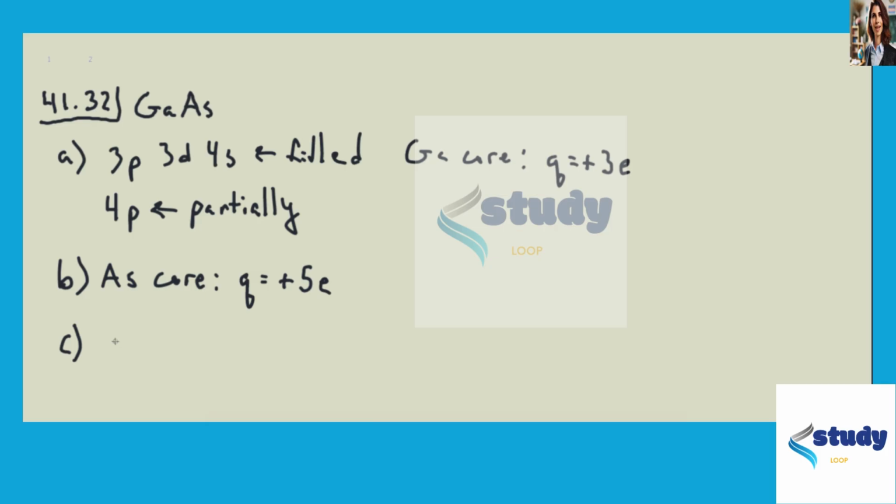So part C, the last one here, is how many electrons per bond are there? And so, as we mentioned in part A, the same thing that happens for silicon has to happen, is that they have 8 electrons they're sharing, and there are 4 bonds. So there are 2 electrons per bond.